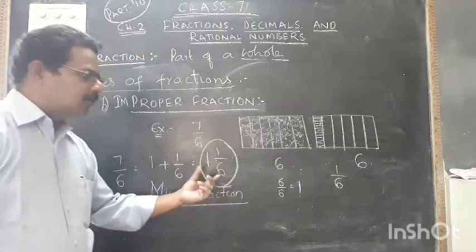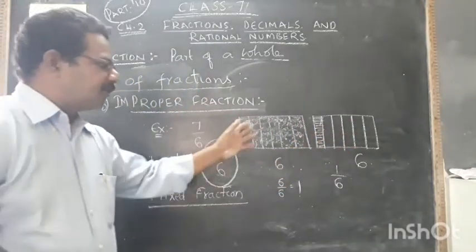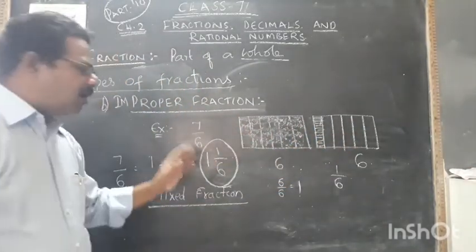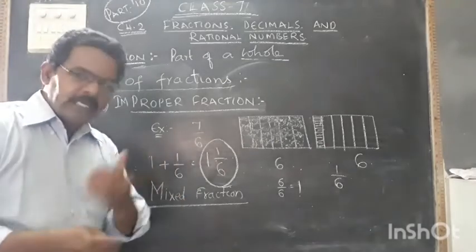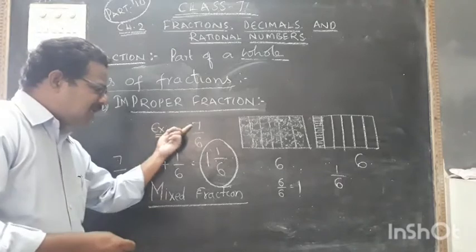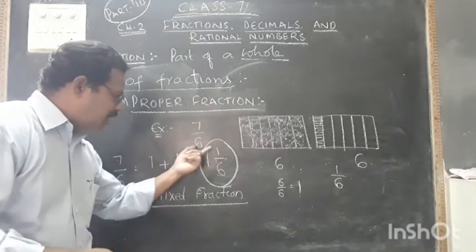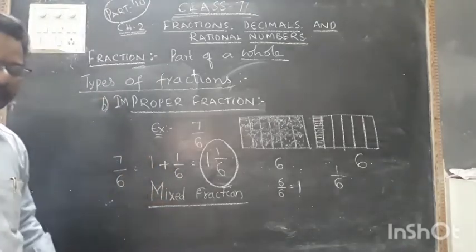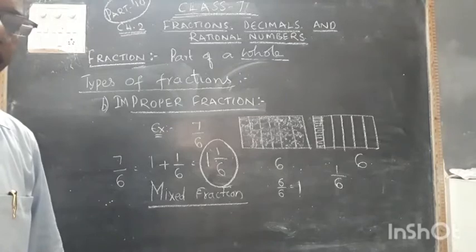How can we find out? Suppose I have given you like this, you can make the given object into different parts and find out. But we cannot always do like that. It is not possible by drawing for every sum. Easily, how can we convert this 7 by 6 into 1 and 1 by 6? That we shall see now.